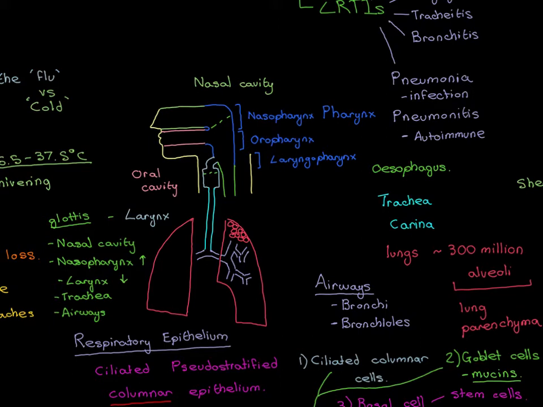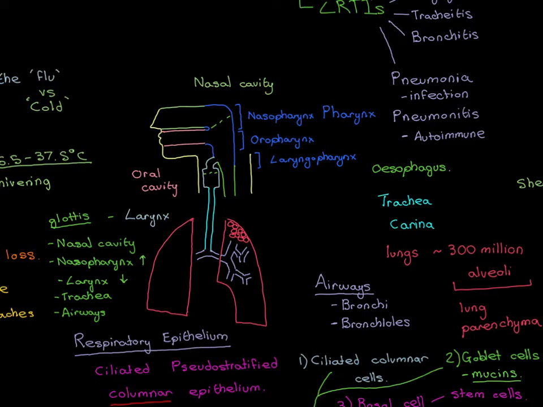So we learnt about these different types of epithelial linings. We started with this respiratory epithelium, which lines a lot of the respiratory tract. And remember, this lines the nasal cavity, the top portion of the nasopharynx. It does not line the bottom portion of the nasopharynx. It does not line the oropharynx. It does not line the oral cavity. It does not line the laryngopharynx. It does not line the top portion of the larynx. And it does not line the esophagus.